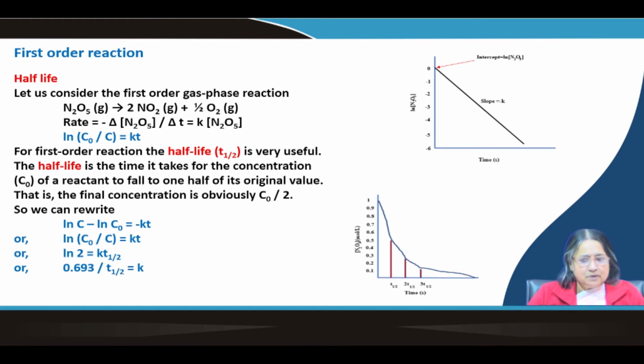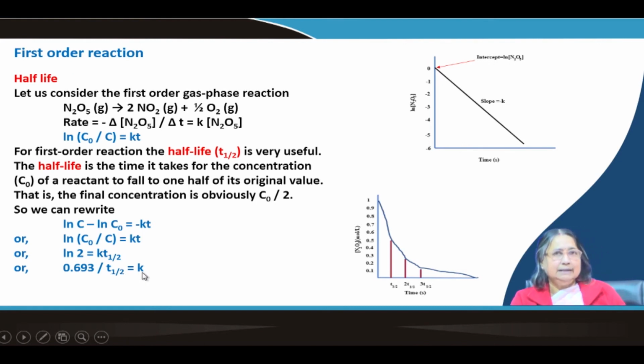So, in the case of a first order reaction, we know that ln C0 by C equals kt. With C0 and the time where it comes to C0 by 2, if we put C0 by 2 here, then the corresponding t will be T half. So, here it will be ln 2 equals k into T half. The value of ln 2 is nothing but 0.693. So, 0.693 by T half equals k.